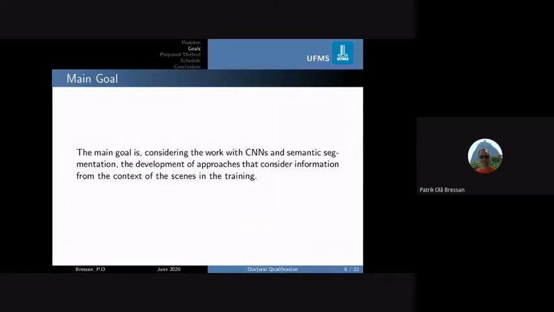Our goals. Our main goal is to develop approaches that consider information from the context of the scenes in the training. So provide CNN with the spec format of the segment leaf and also provide information that the region or spatial location of the disease is generally smaller than the leaf region. For example, it would be context information.